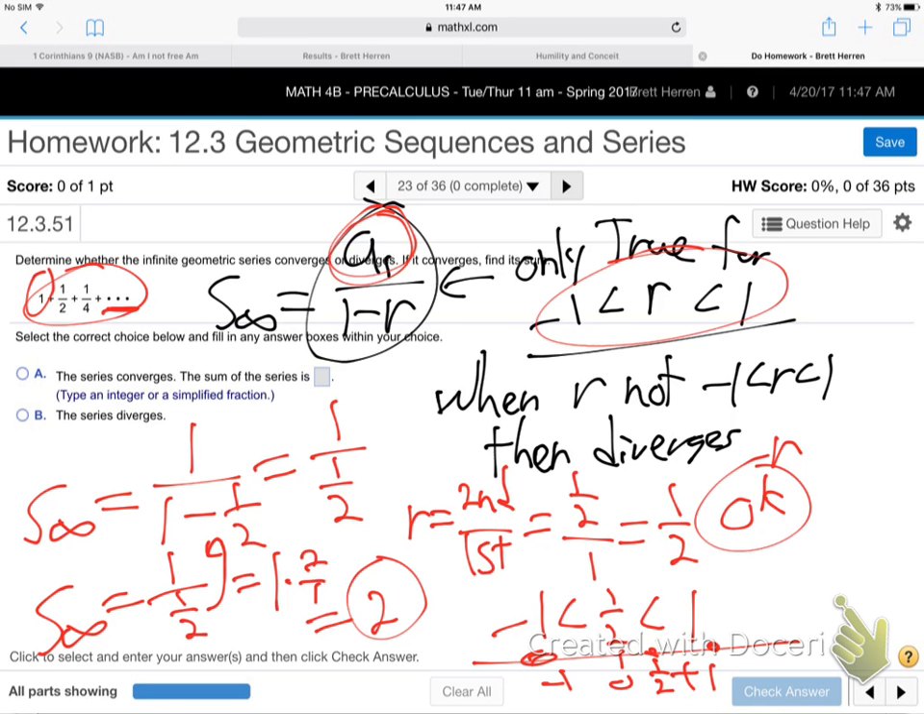What do you think of that? Do we need to go that far for this? Go that far? Because it says all parts showing, so. Yeah, that's what they want. They want the series converges to 2. Oh, I see. I didn't see that. Yeah, that's what they want.